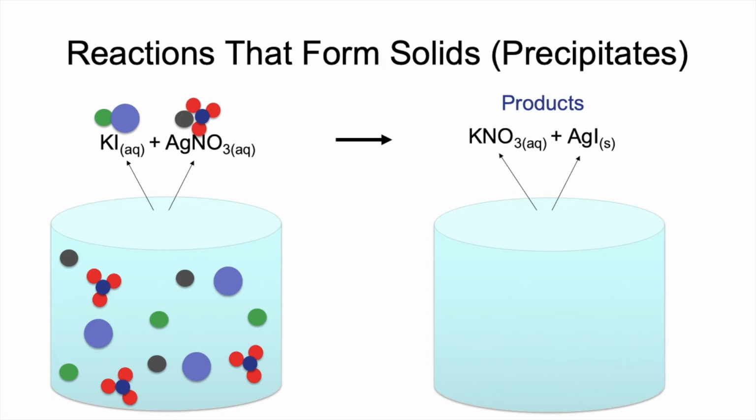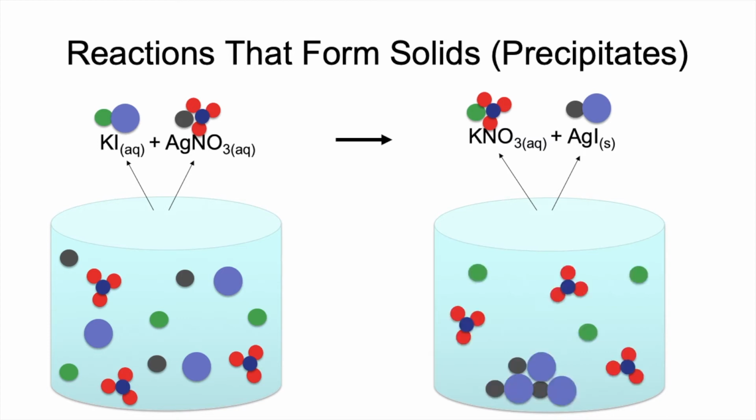However, our products are a little bit different because while potassium nitrate is aqueous, silver iodide is a solid. So the soluble potassium nitrate, those ions will still be broken apart and floating all around in the beaker. But because silver iodide is insoluble, those ions are strongly attracted to each other, and you'll see them forming a solid crystal lattice in the bottom of the beaker.